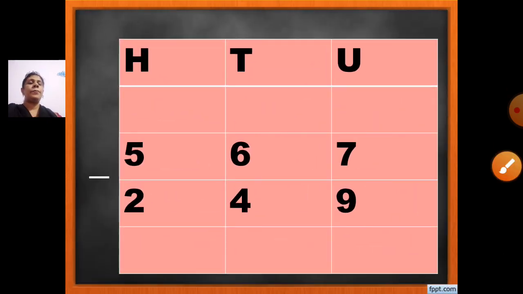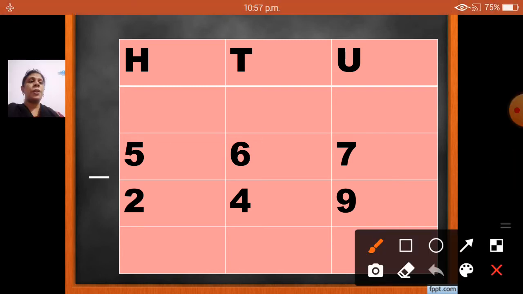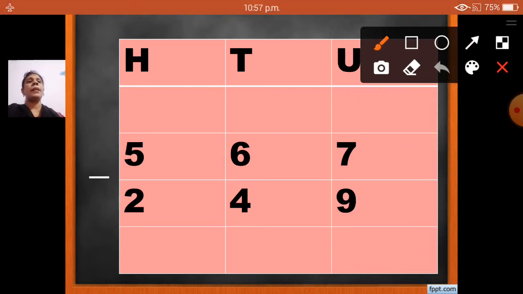Next. The numbers are arranged according to their place value. And the numbers are 567 and 249. Let us subtract units with units, tens with tens and hundreds with hundreds.